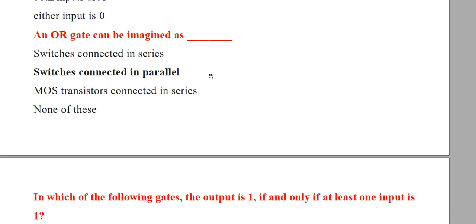Consider the second case. Input A is 0 and input B is 1. It means switch 1 is off and switch 2 is on. So if switch 2 is on, the current will pass through switch 2.